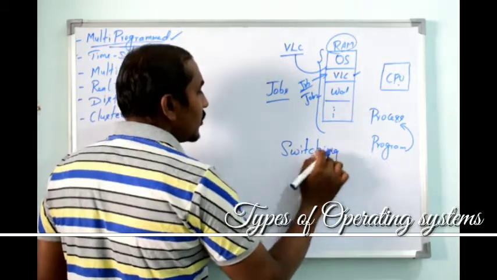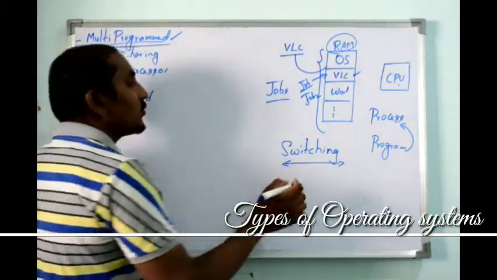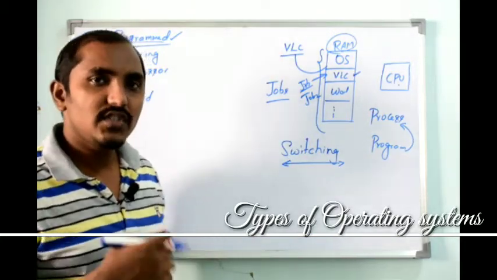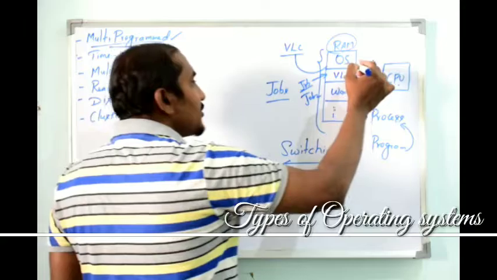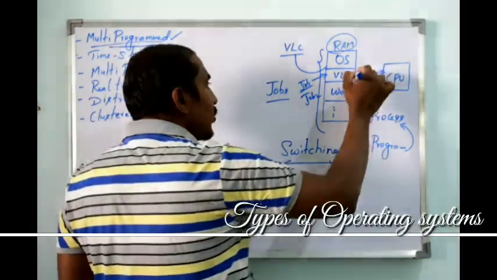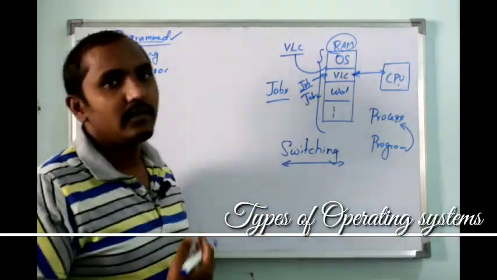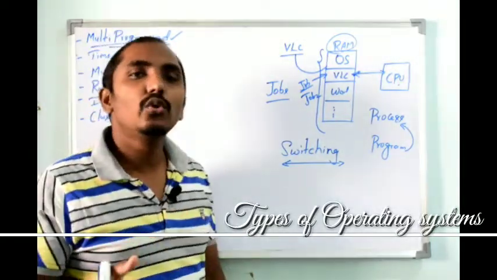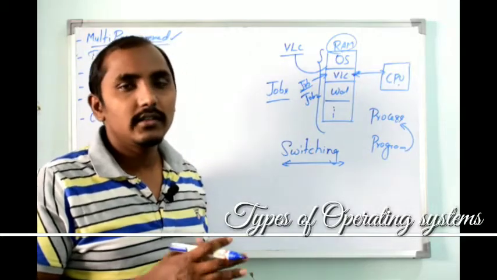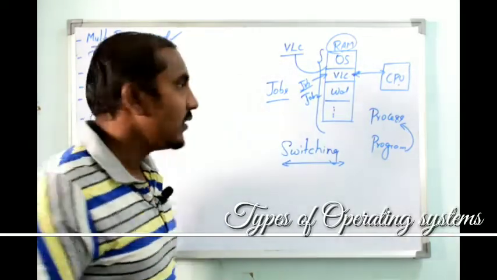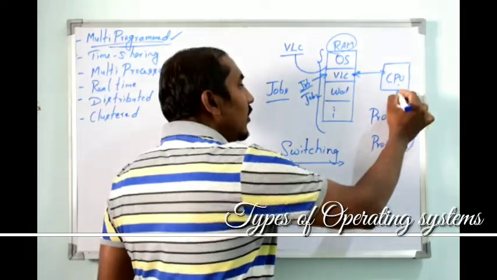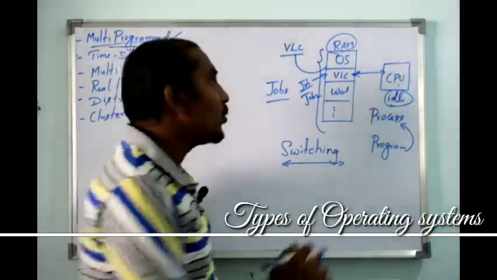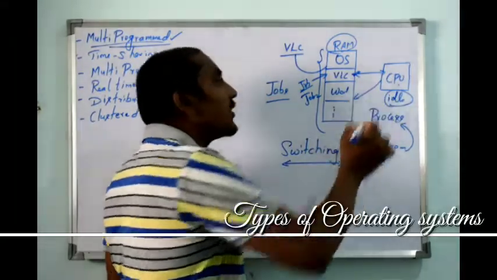Okay, it is going to execute the programs or jobs in terms of the concept called switching. Now what is switching? Switching is when your CPU is executing, say, a VLC player. If it is executing the VLC player, it has loaded the song and started playing the song, and whenever it is idle, or whenever this program is not using the CPU, the CPU will select the other program for execution.